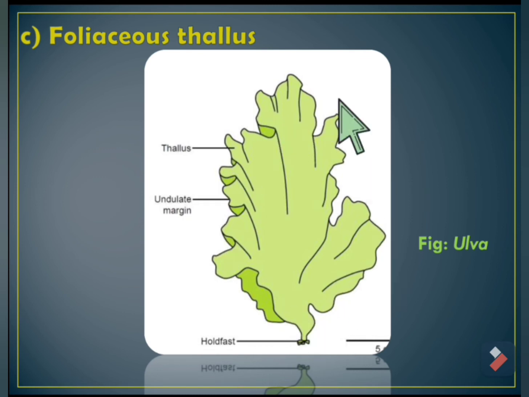For example, the best example of this type of vegetative structure is seen in Ulva. This is the simple, thin, flat, plate-like thallus, which arises due to the division of the filament in two planes, both transverse and longitudinal.